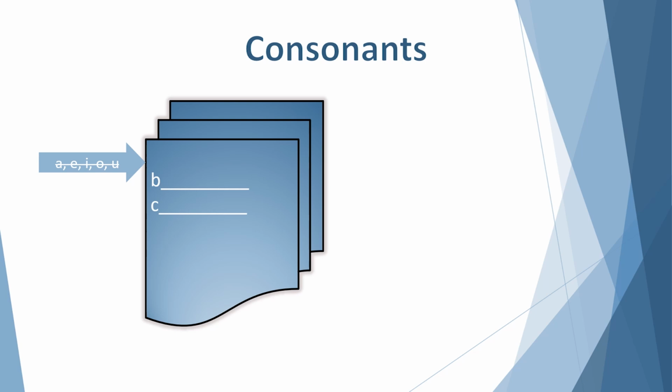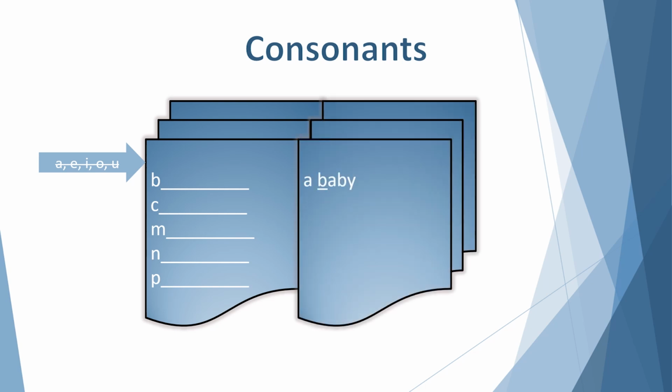Letters other than these are called consonants. For example, B, C, M, N and P. These kind of letters come under consonants, and before these words which start with consonants, we always use a. For example, a baby, a cow, a manager, a notebook and a pot.